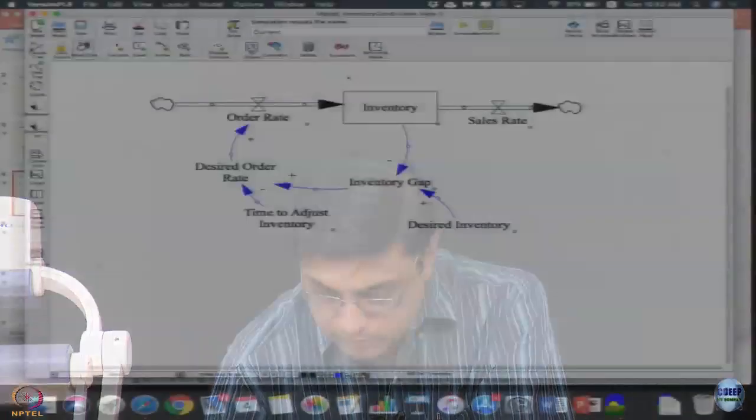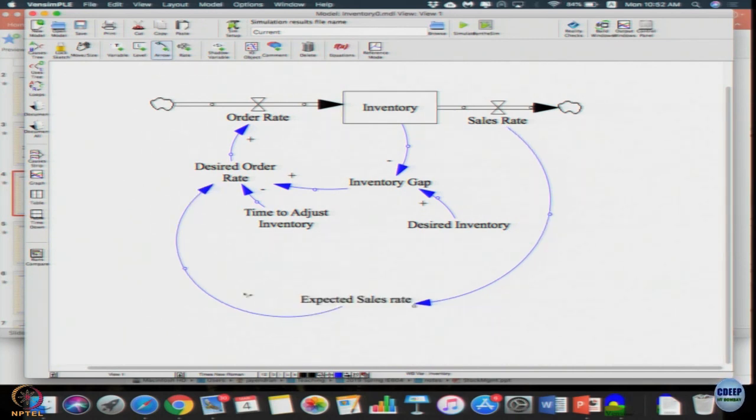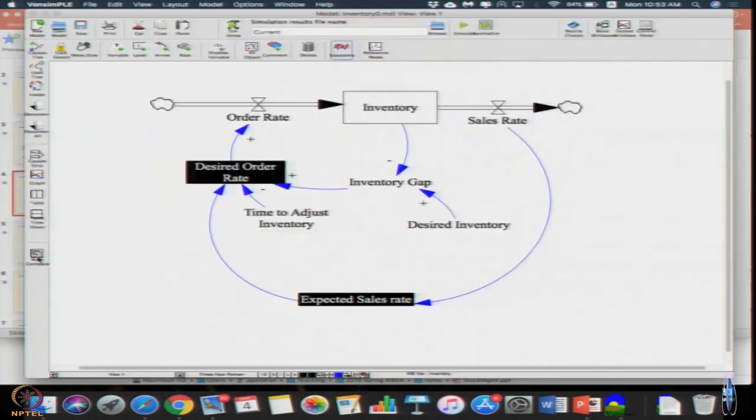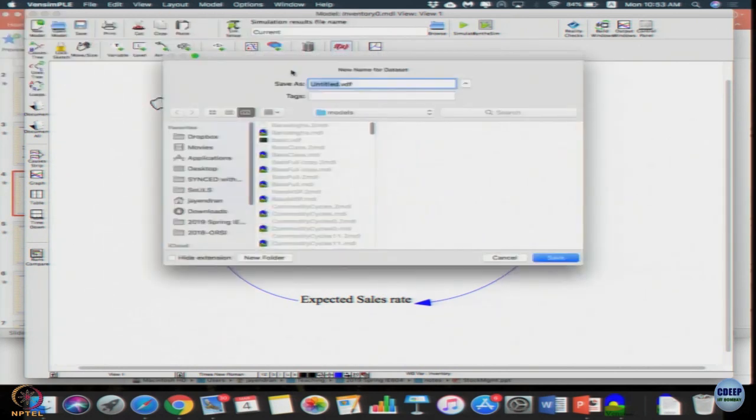Let me model it along with you guys. Let's call a variable expected sales rate. Arrow. Sales rate is expected sales rate. Sales rate, KG per day. Desired order rate. Equivalent desired order rate will be this: inventory gap by time to adjust inventory plus expected sales rate. Got it. Straightforward. Let me simulate. I'm not going to overwrite.